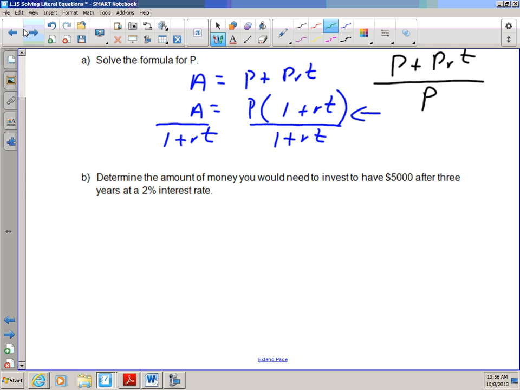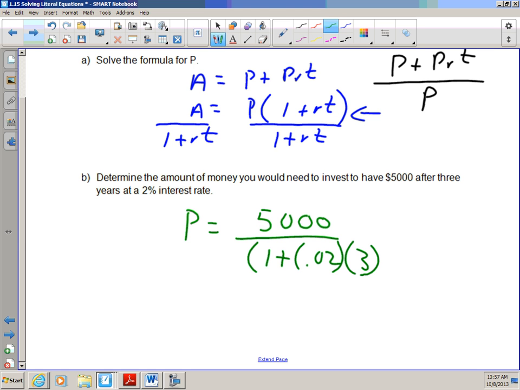So by manipulating this formula, what it does for me is it gets all of the number parts on the same side because I'm trying to figure out what P is when I know A, R, 2% is written as 0.02, and I know T of 3. This is much easier to work with than if I try to solve this by saying 5,000 equals P plus P times 0.02 times 3. That's a little bit of a mess. Okay? So this is all just now math.